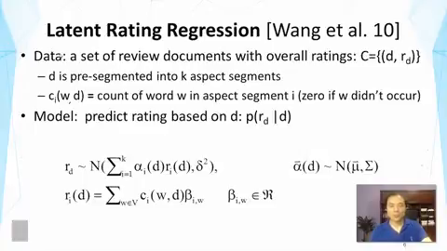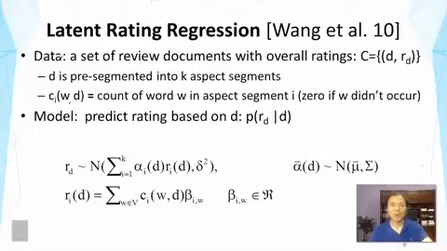Now the model is going to predict the rating based on D. So we are interested in the conditional probability of R sub D given D. And this model is set up as follows. R sub D is assumed to follow a normal distribution with a mean that denotes actually a weighted average of the aspect ratings R sub I of D, as shown here. This normal distribution has a variance of delta squared.